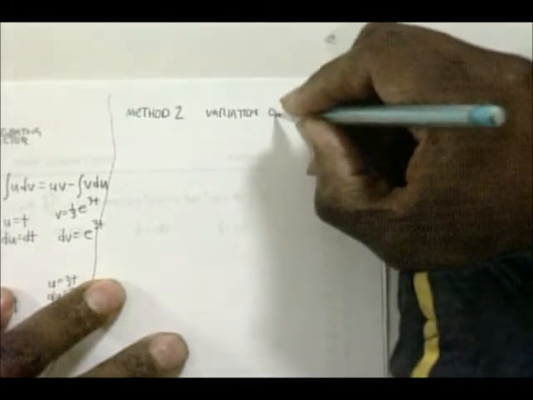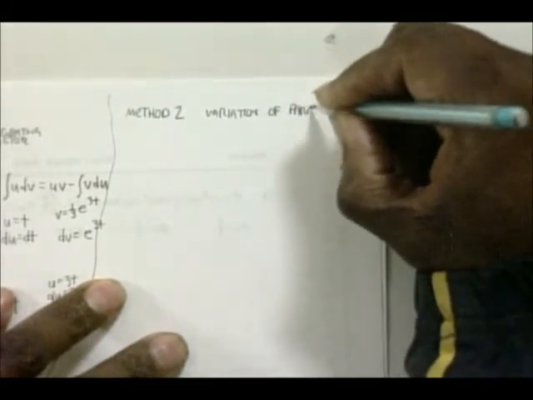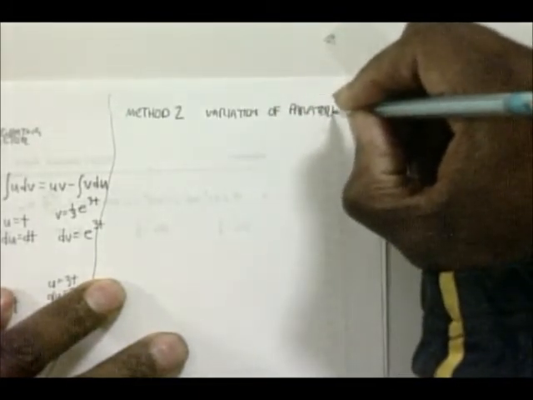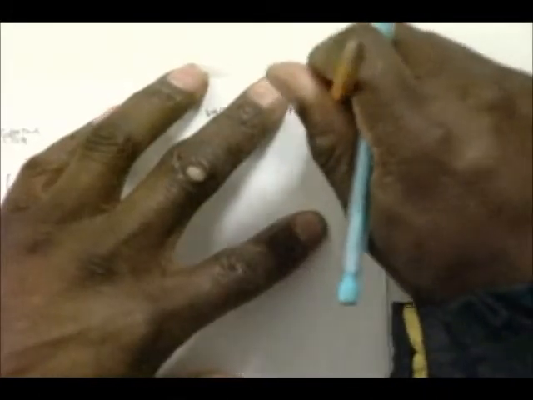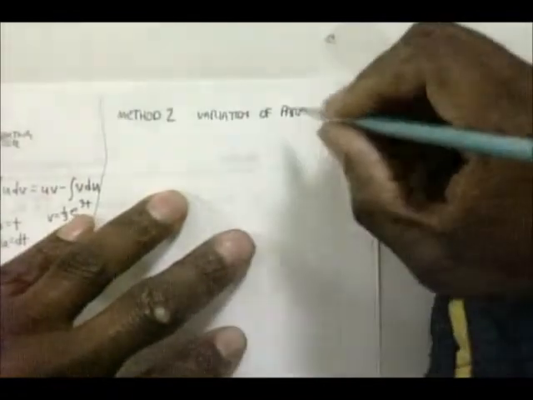Variation of parameters. Variation of parameters. Having some challenges spelling. Variation of parameters.